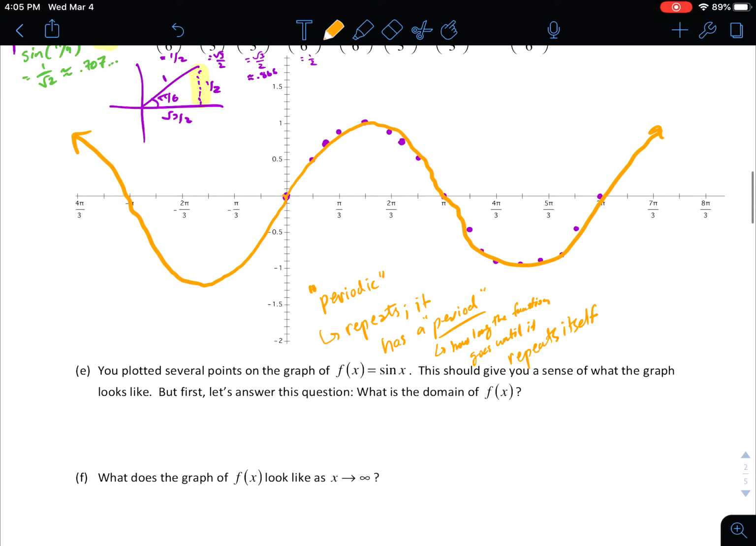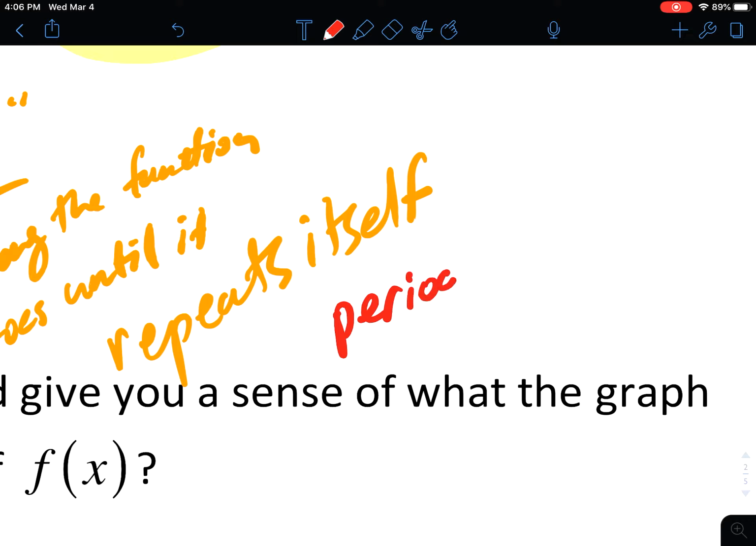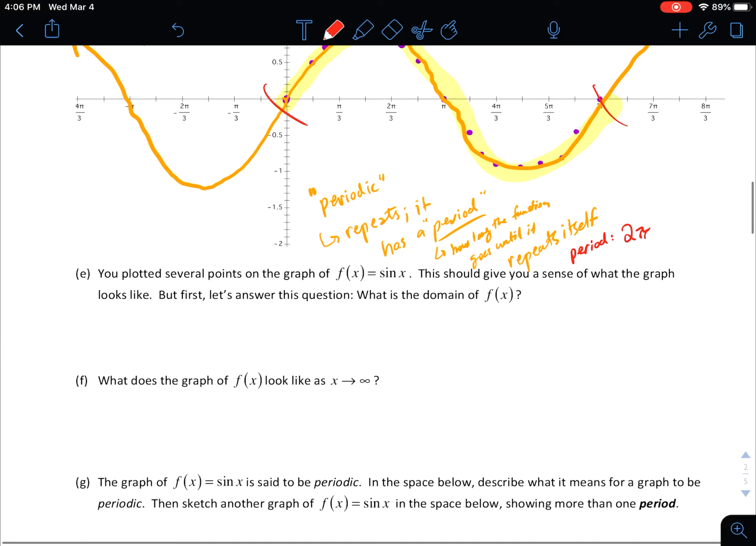And so if you're looking at the sine curve, you might be wondering, well, how long does it go until it starts repeating itself? The answer would be that it would cover this length. That would be one period, because everything after that is the beginning of a repetition. And so we could say that its period is 2 pi. That is the period of the sine curve.